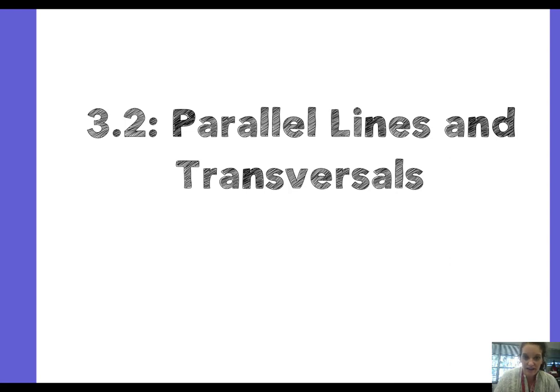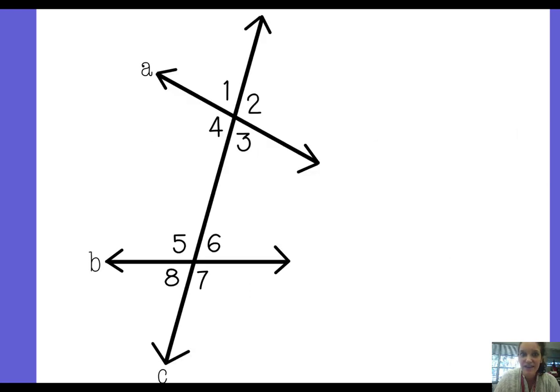Okay, today we're talking about the special relationships that happen between the angles that are formed by lines and transversals. What special relationships happen when those lines are parallel? So today the lines are going to be parallel. So look at this scenario.